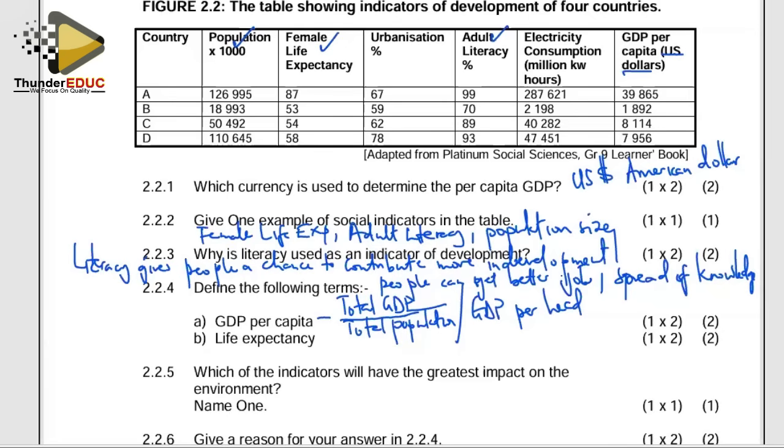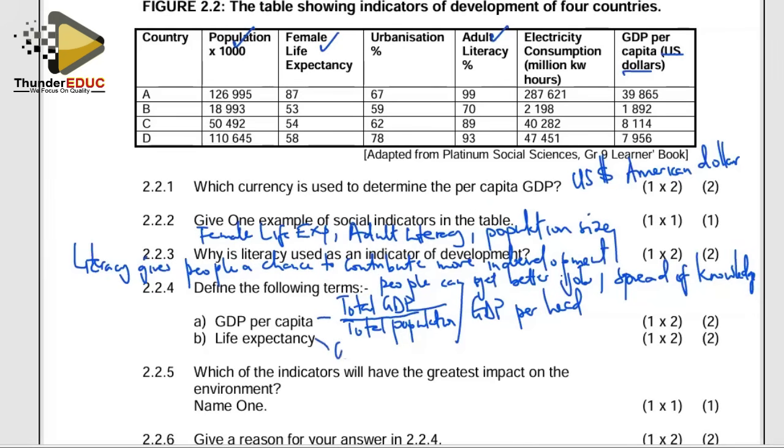So we are saying it's the GDP per person or per head of every person in the particular country. We divide the total GDP by the size of the population to see how much each person would get if the wealth of the country was to be shared equally. That is GDP per capita.